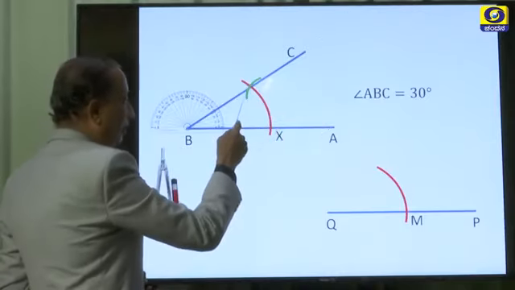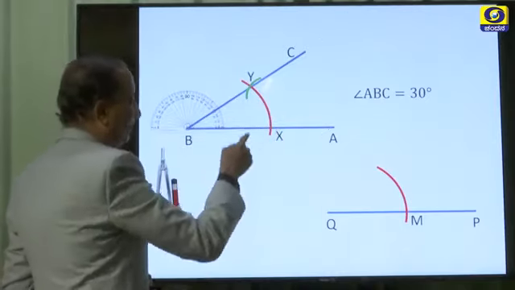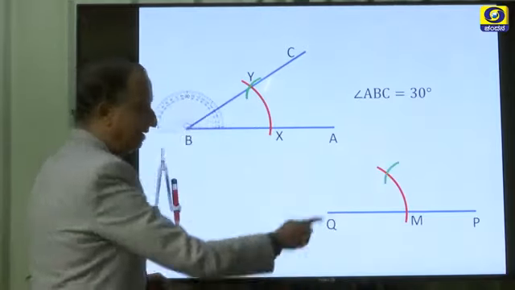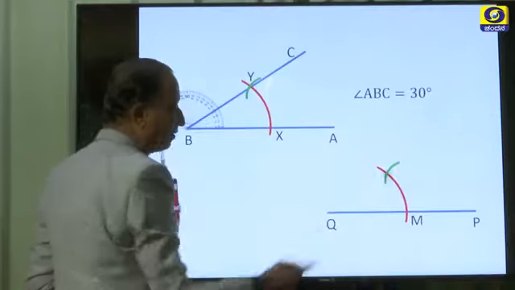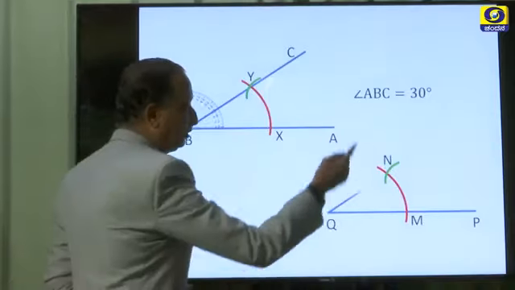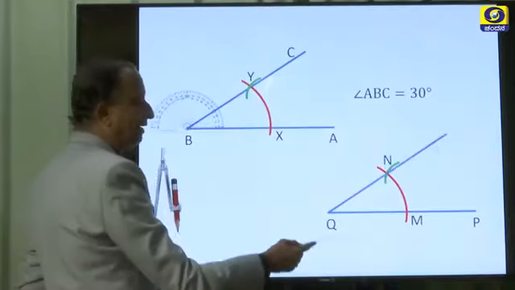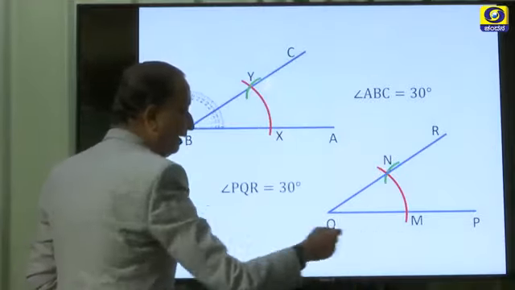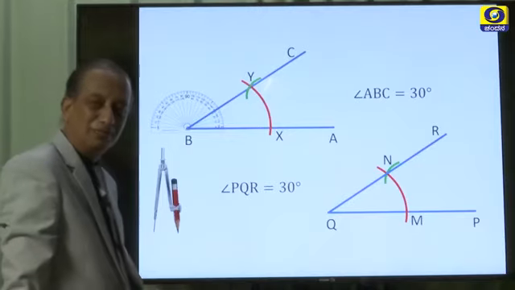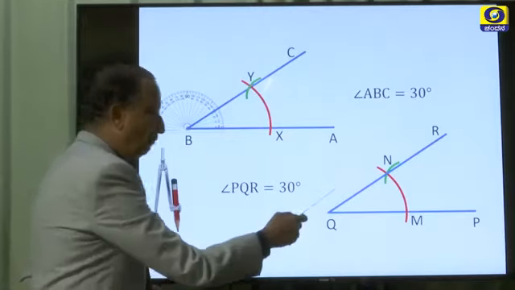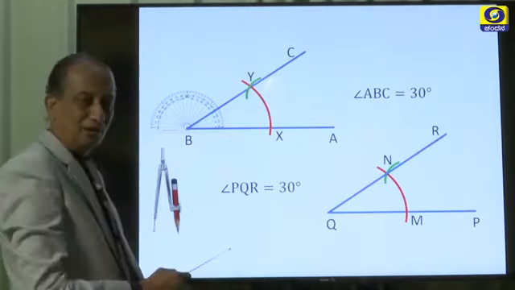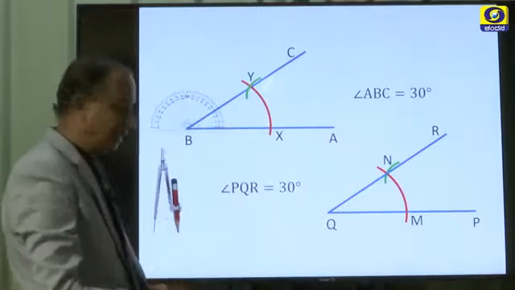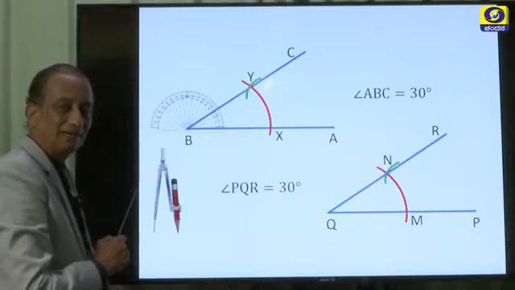Now call this point Y. With XY as a radius, with M as center, cut this previous arc. Call this point N, join QN and extend it. Call it R. Now measure this angle PQR, it will also be equal to 30 degrees. So without the help of a protractor, we have constructed another angle equal to this angle using scale and compasses.